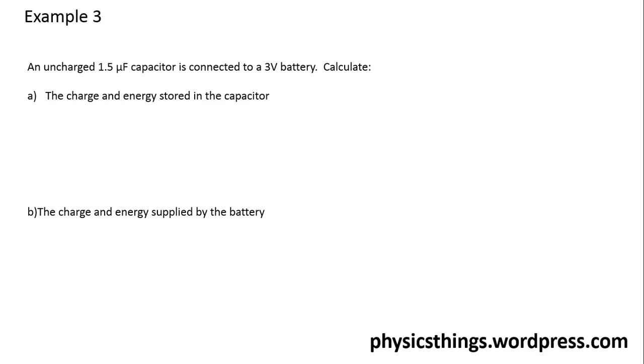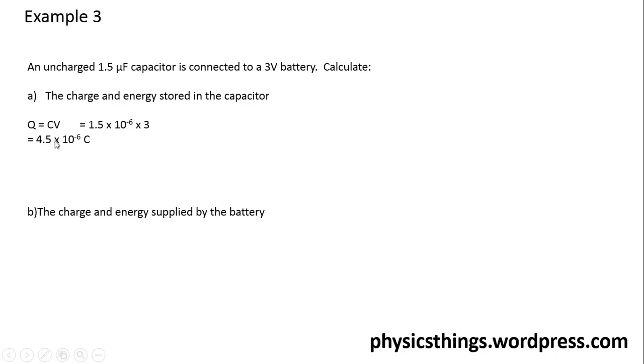Final example is this one here. I have an uncharged 1.5 microfarad capacitor and it's connected to a 3-volt battery. What is the charge and the energy stored in the capacitor going to be? Well, I can go back to using Q equals CV for the charge, plug my numbers in from above. Here I've got my capacitance, here I've got my voltage, and I get an answer of 4.5 times 10 to the minus 6 coulombs. How do I work out the energy stored in the capacitor?